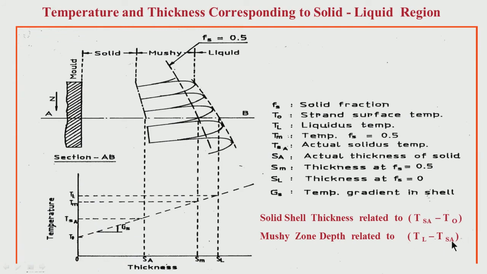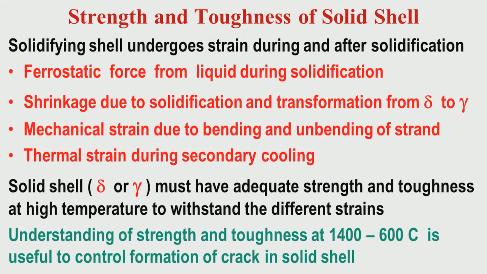TSA decreasing means this depth is increasing; TSA decreasing means the difference between TSA and T0, that means the surface temperature of the solid, is decreasing. So the solid shell thickness is decreasing and the marshy zone depth is increasing because of segregation. We have to remember its impact on quality. Now I will start the discussion today on the strength and toughness of the solid shell, and why this is important.